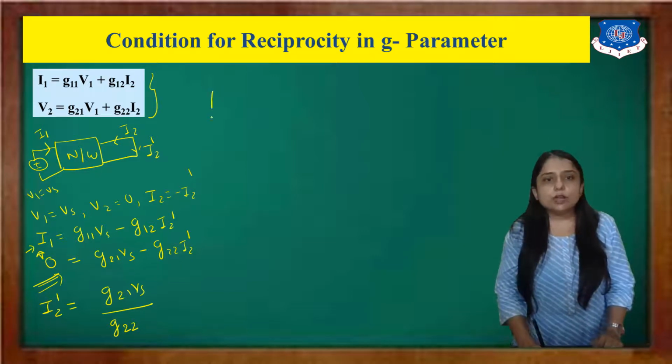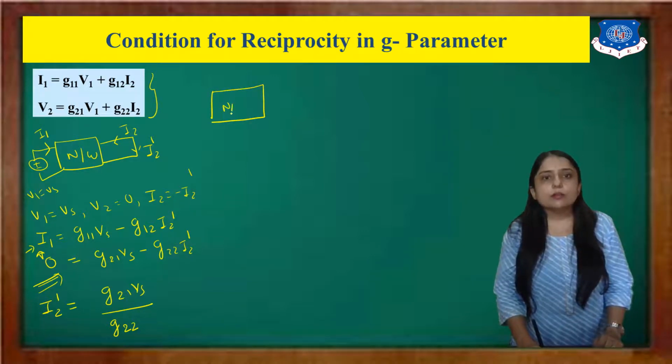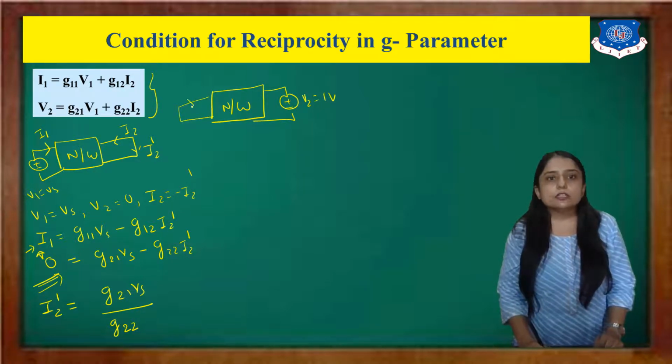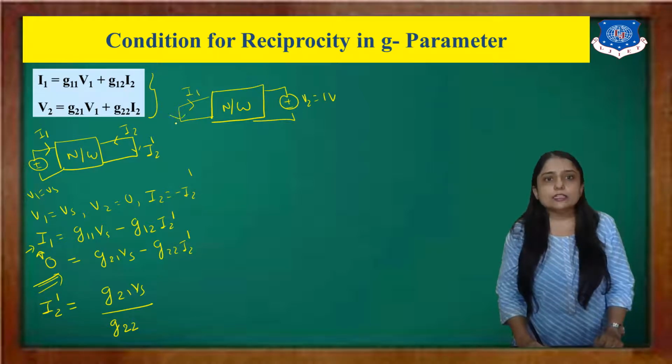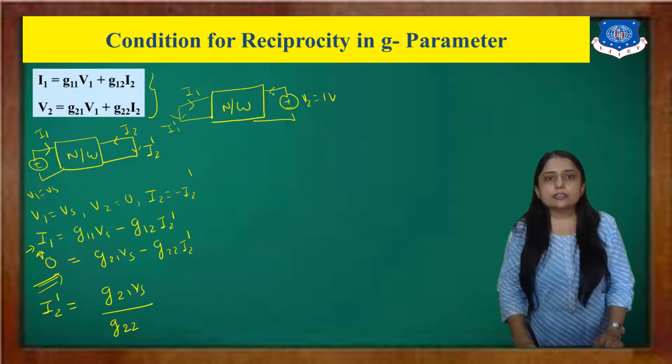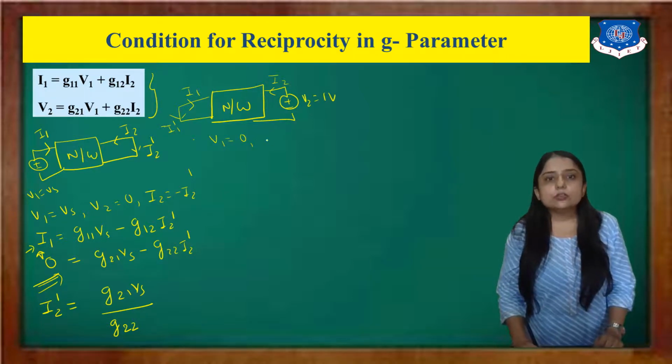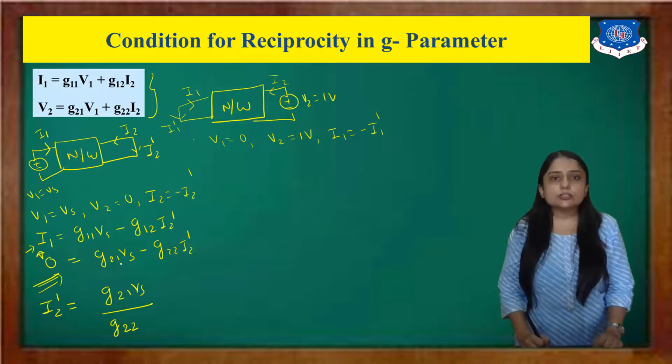Now next, I will consider the same network, but here I will consider V2 equal to 1 volt, and here I will consider this as a short circuit. So this is I1, and this is my I1 dash, and this current is known as I2. So you just write down here V1 equals 0, then V2 equals 1 volt, and finally I1 equals minus I1 dash.